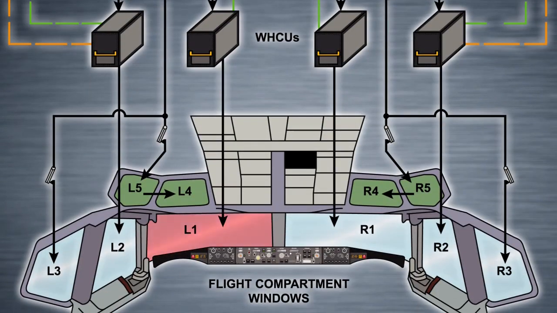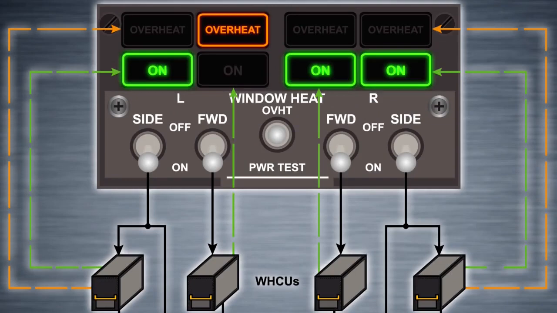In the event of an overheat trip, the window heat control unit automatically cuts off power to the window, and illumination of an overheat light triggers a master caution and the anti-ice system annunciator light. An overheat cannot be reset until the window cools. Illumination of an overheat light may also indicate that electrical power to a window has been interrupted.